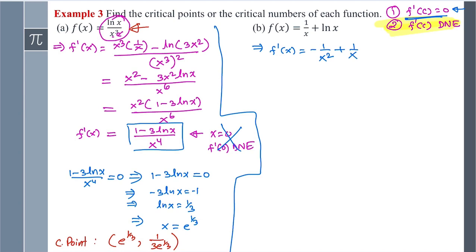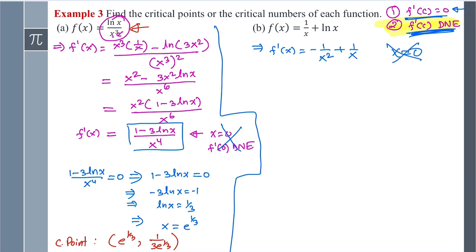Now again, let's look at the second point that we have here to determine the critical number. Where is the point where the derivative does not exist? The point here where the derivative does not exist is x equals 0. Again, 1 over 0 is undefined, right? But for this function, we cannot put 0 here, which basically means x equals 0 is not in the domain of the function, so we cannot take it as a critical point. So x equals 0 does not work.